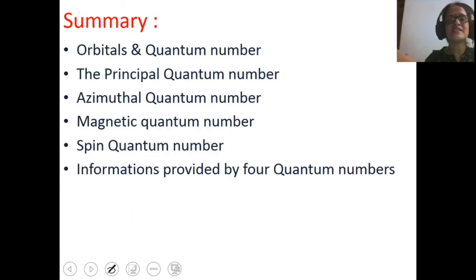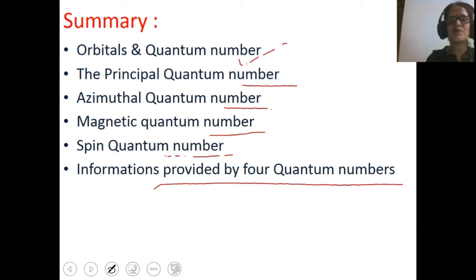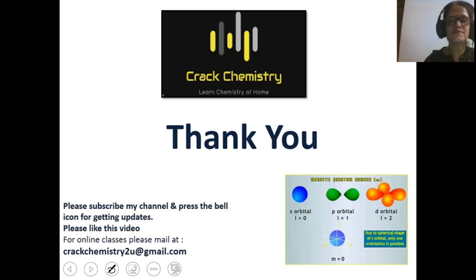Now, in the last, I just want to conclude that whatever we have discussed today, we have discussed orbitals and quantum numbers. We have discussed the principal quantum number, azimuthal quantum number. Then we studied the magnetic quantum number. Then we studied the spin quantum number. We have seen the information provided by the 4 quantum numbers. And in the last, we have solved some questions based on the topic taught today. So I hope all these points you have understood very nicely.